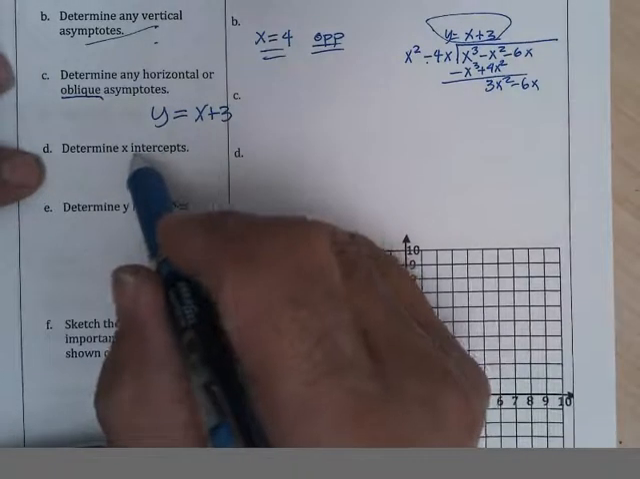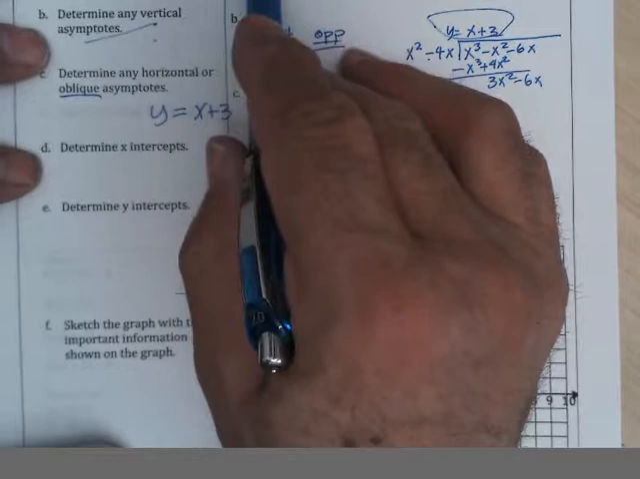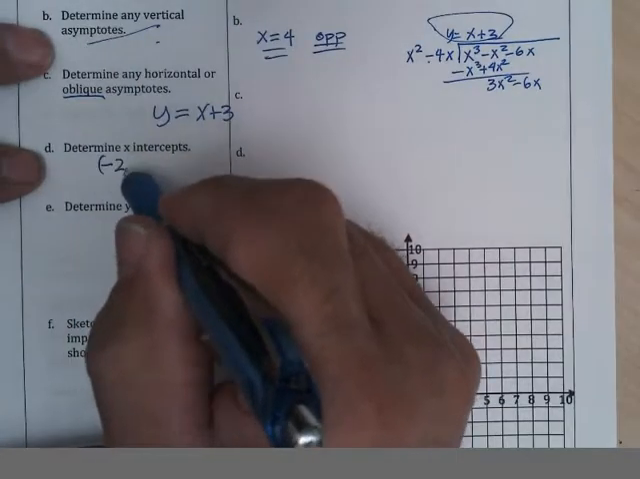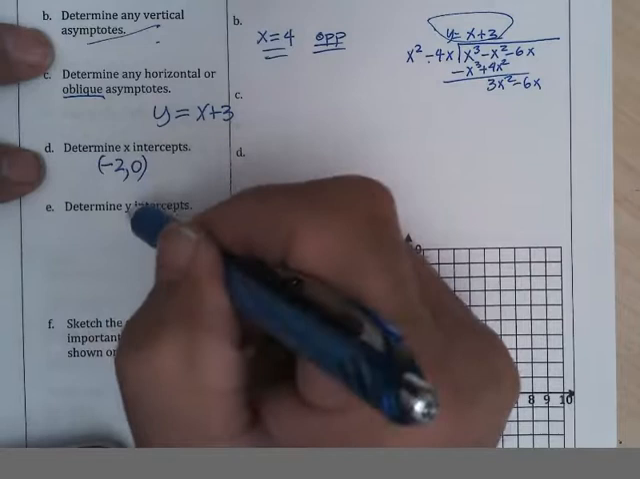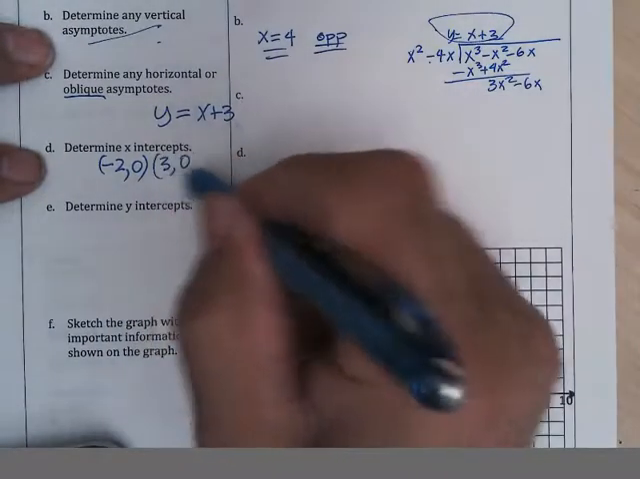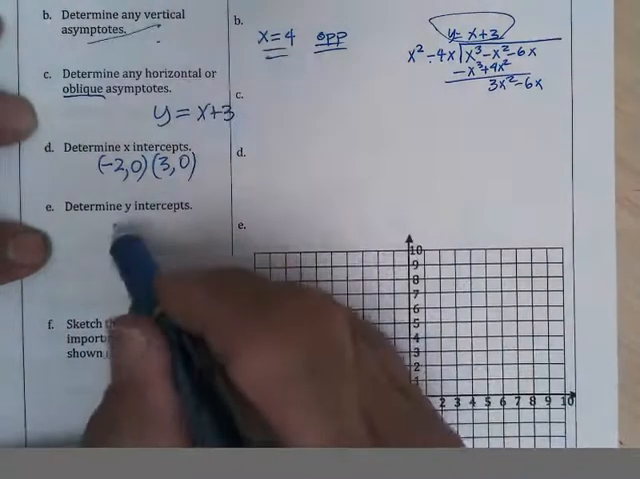X-intercepts. They were 0, but that's a hole, so not. One at minus 2. Intercepts are points, so minus 2, 0. And at 3, 0. Y-intercepts, we put 0 in, and we get undefined, so there is none.